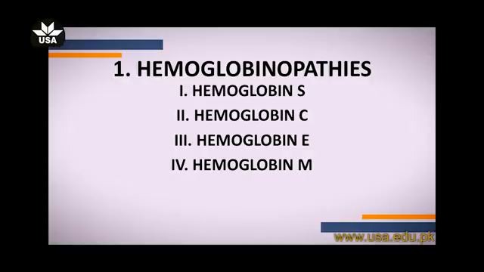So there are 2 categories of abnormal hemoglobin. One is the hemoglobinopathies, and the second is the hemoglobin in thalassemia and related disorders. Hemoglobinopathies. Hemoglobinopathies is a genetic disorder caused by the abnormal polypeptide chains of hemoglobin. Some of the hemoglobinopathies are hemoglobin S, hemoglobin C, hemoglobin E, hemoglobin M. Now let us understand the abnormalities of these hemoglobins in detail.